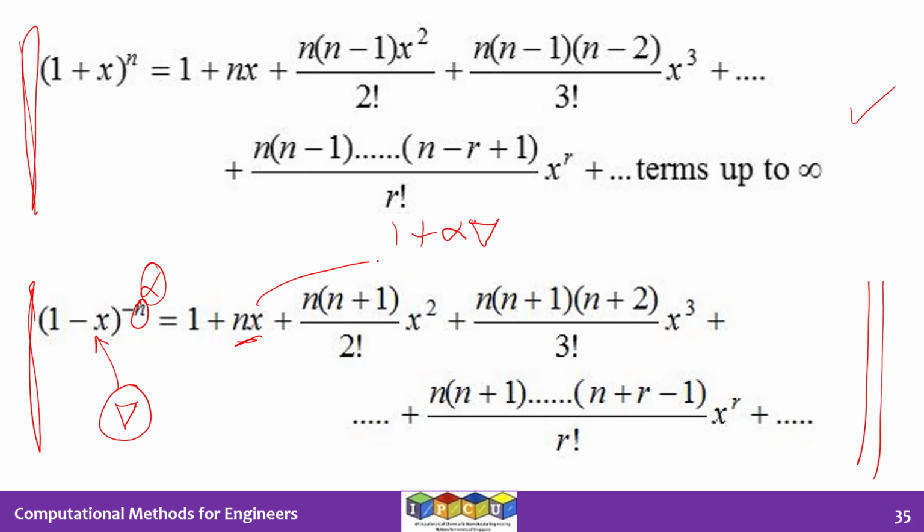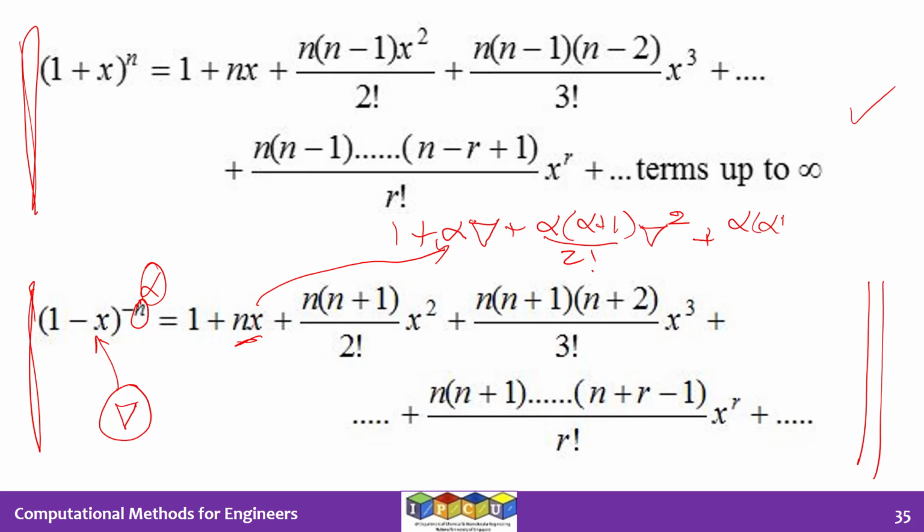So this term should correspond to this, and then plus n into n plus 1, so alpha into alpha plus 1 by 2 factorial x squared. x is inverted delta, so inverted delta squared, plus n into n plus 1 into n plus 2 by 3.